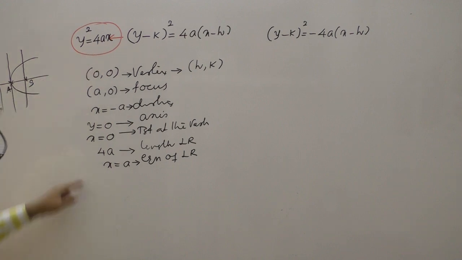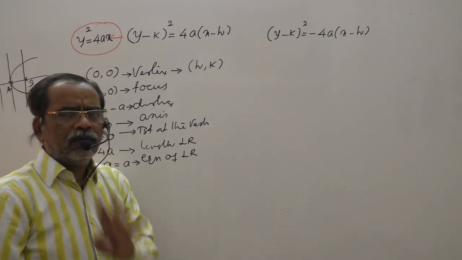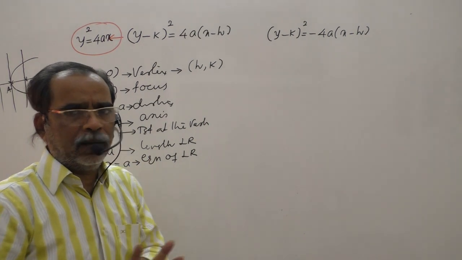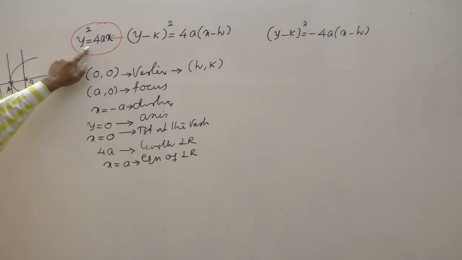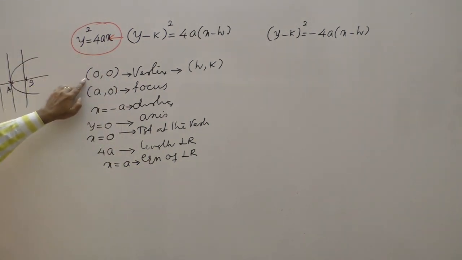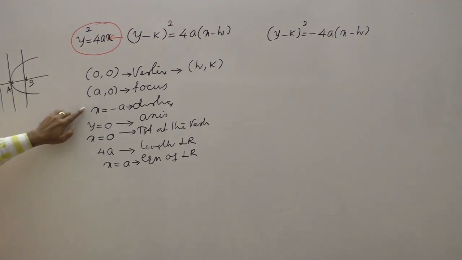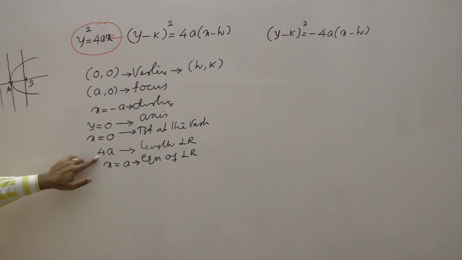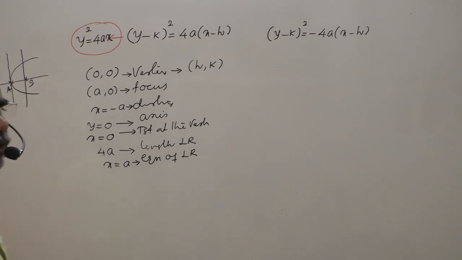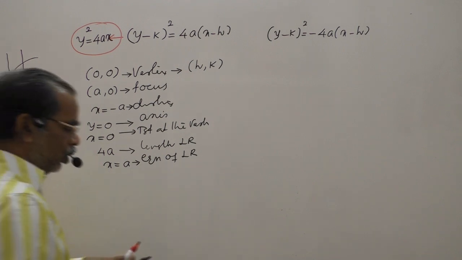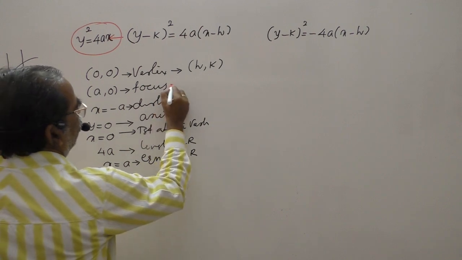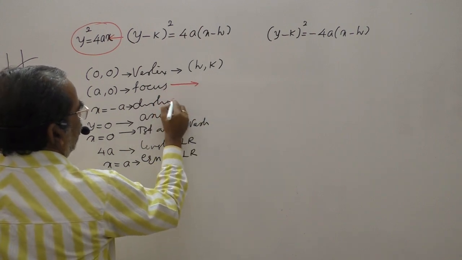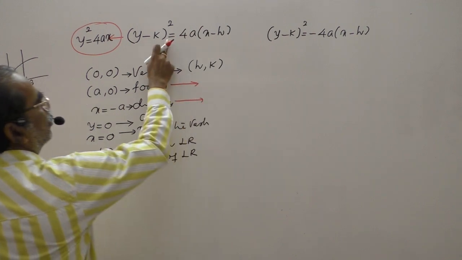These are the details. You must learn the first set perfectly. So this is the first set, first one. Vertex is 0, 0, with focus, directrix, axis, tangent at the vertex, latus rectum, and equation of latus rectum. Now we will write the details of this parabola.